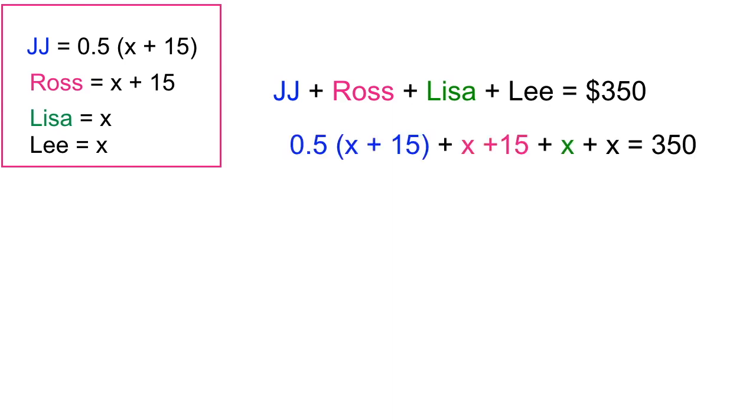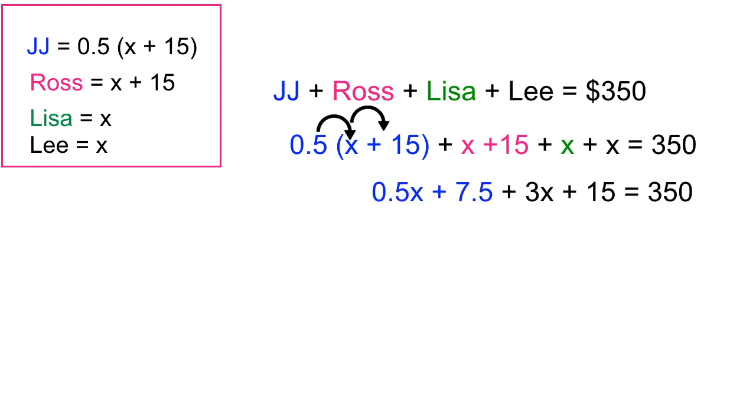Okay, so JJ is in blue, Ross in pink, Lisa in green, and Lee in black. All right, so let's start with JJ. He's in blue, so we would use the distributive property here. We would multiply 0.5 times x and 0.5 by positive 15, okay? And that gives us this number. And now what you have to do is clean up these numbers, meaning that you're going to add like terms together.